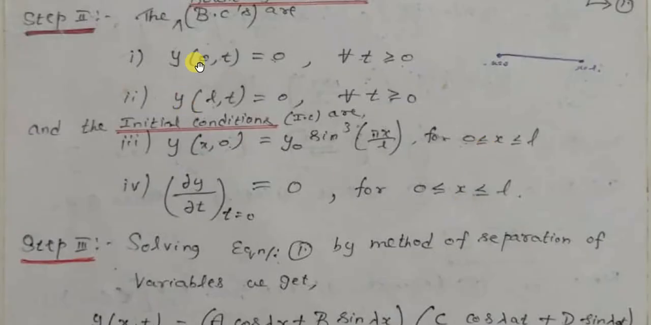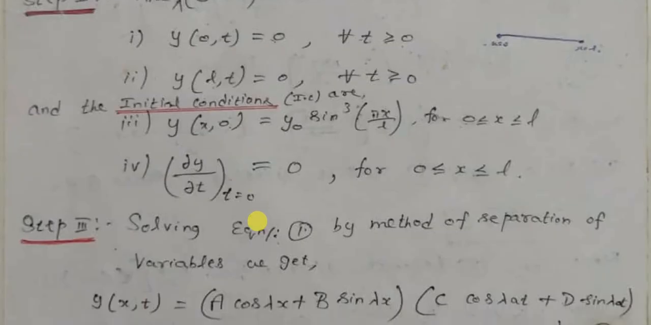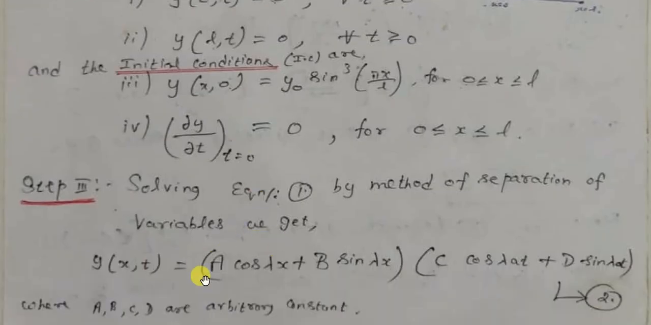So these are the four conditions. The first two are for the x equal to 0 and x equal to L boundaries. The other two conditions are at time t equal to 0: what is the displacement and what is the velocity. Next, step 3, we have to write the solution of the one-dimensional wave equation which governs the transverse vibration of an elastic string.